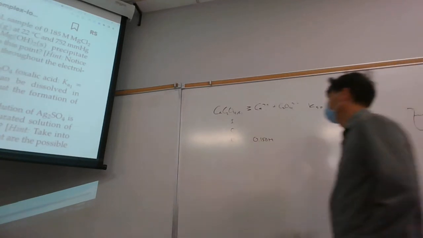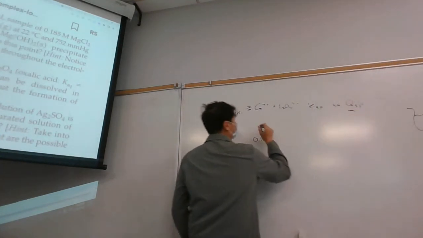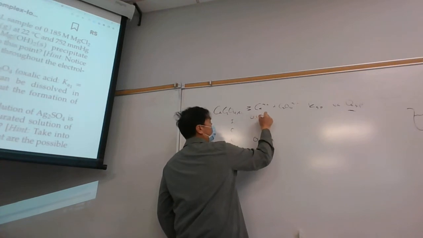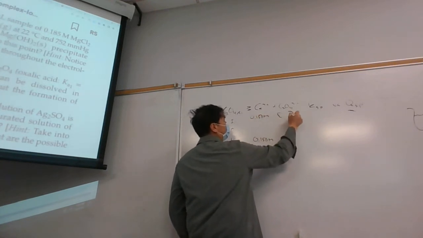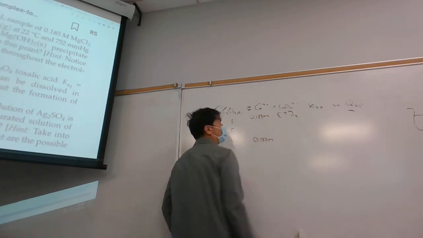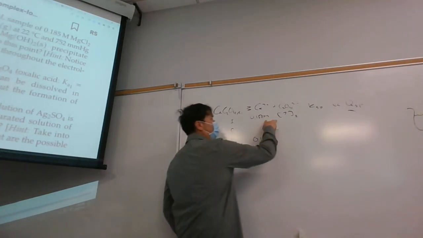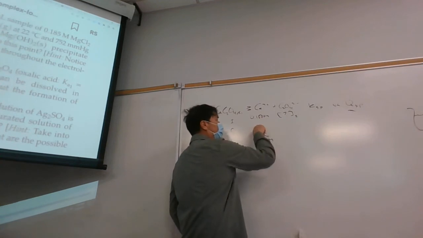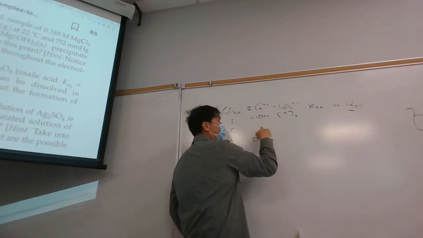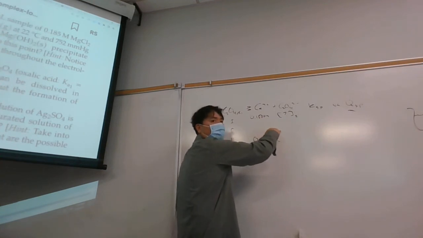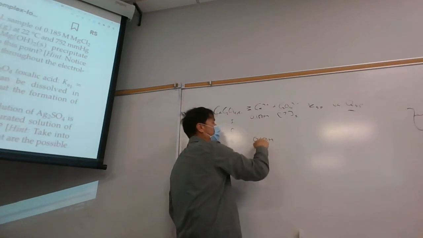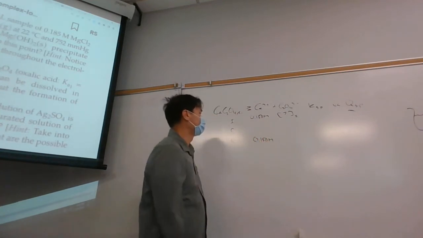Now, what is QSP given the initials? So we're going to keep this at 0.150 molar here. What we need to figure out is the initial concentration of oxalate, and then we can calculate QSP. Is this going to shift right? Is it going to shift left? Or is it going to stay at equilibrium?